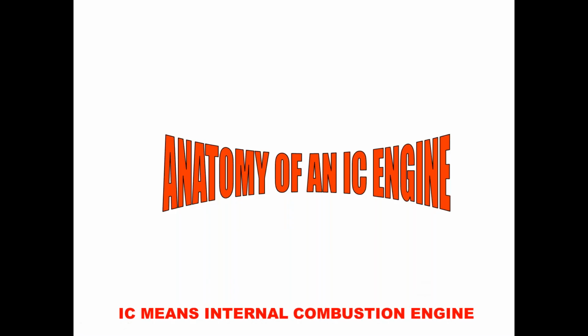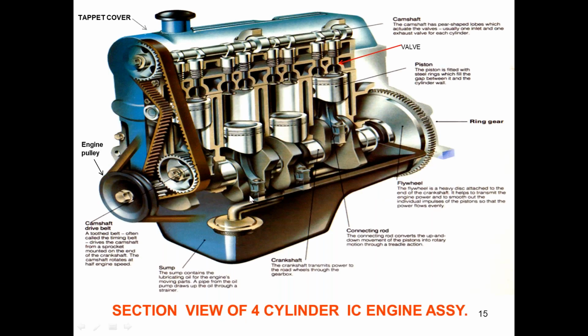Anatomy of an IC engine. IC means internal combustion engine. Here is the section view of a 4-cylinder IC engine starting from the top. It is the tappet cover. Then you see the overhead camshaft here, the valves here, the piston is here, the ring gear is here, then the flywheel is here. You can see the connecting rod here. Then you can see the crankshaft here, and then the sump at the bottom.